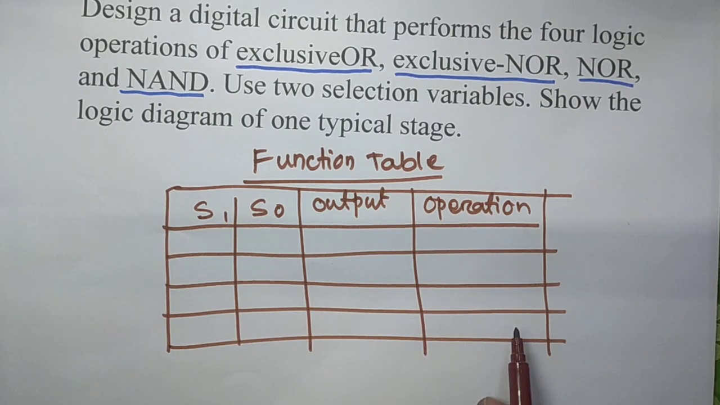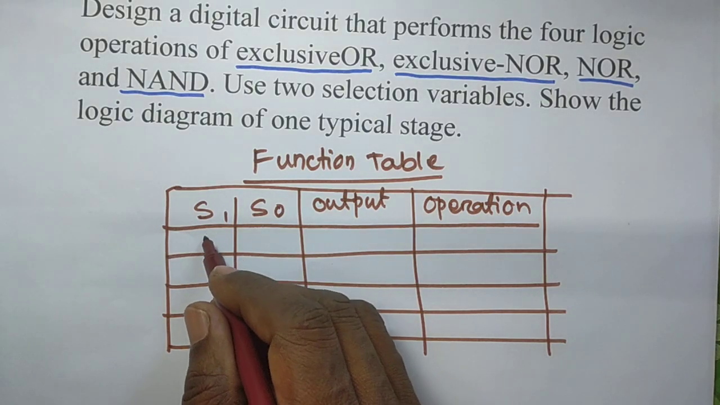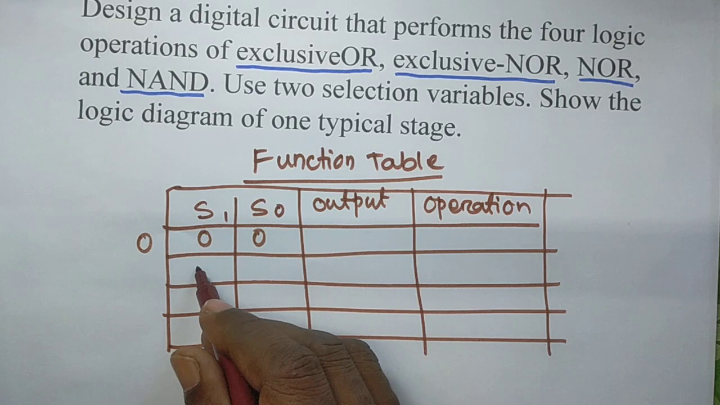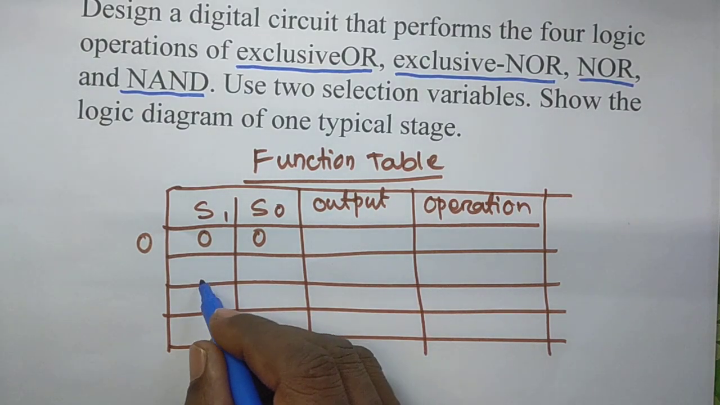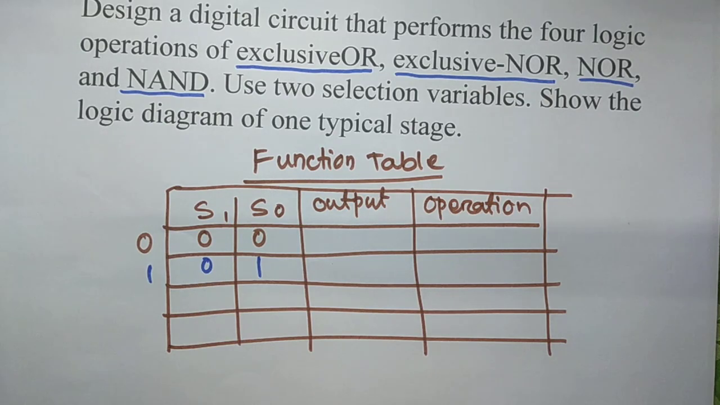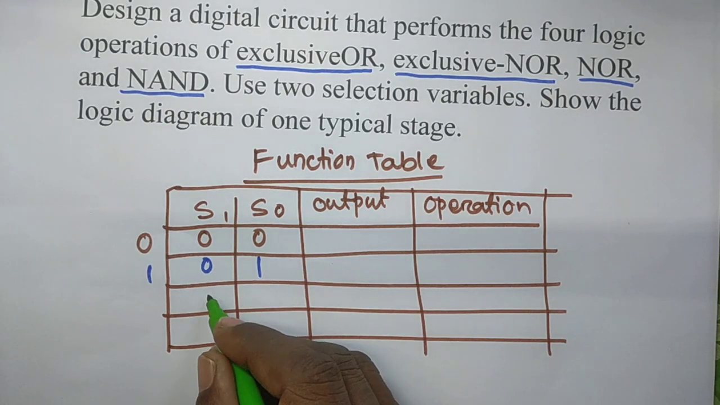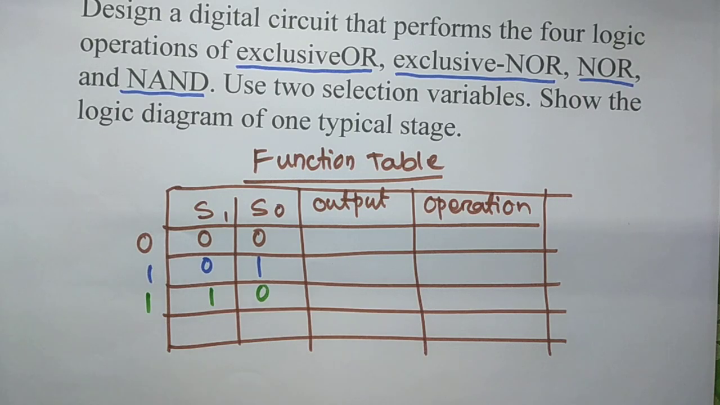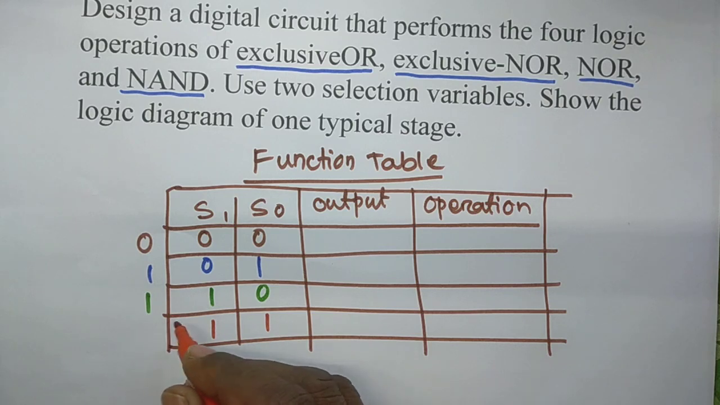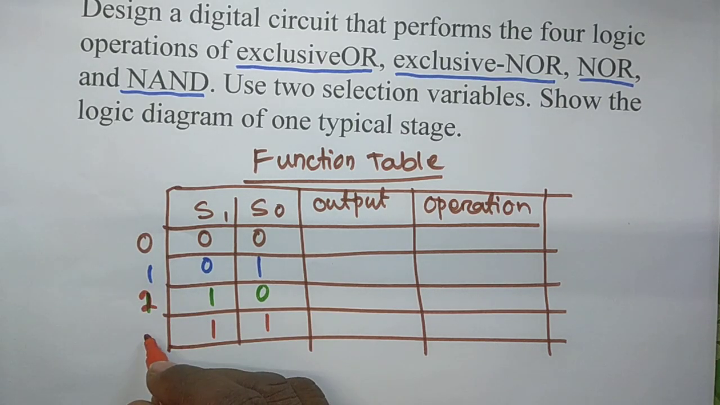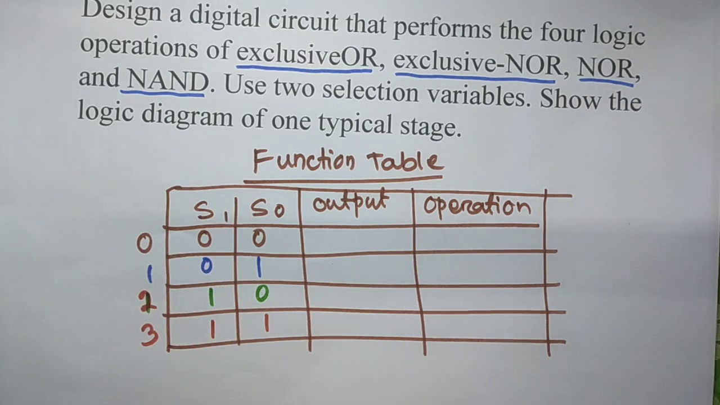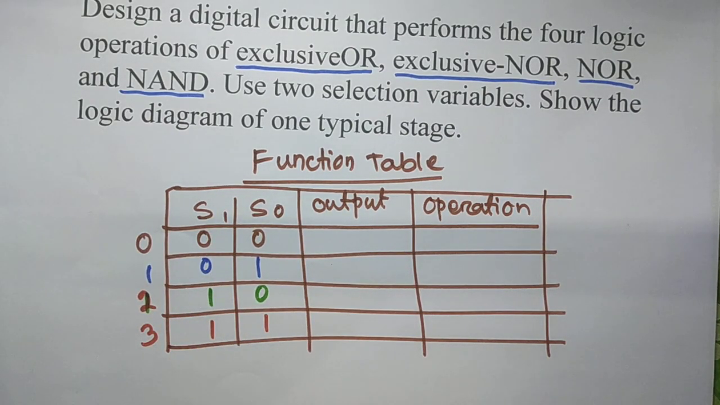1, 2, 3, 4. Okay, now we can also put the values 0, 0, that is a 0. Here is 0, 1, that is a 1. Next, similarly 1, 0, that is 1. Similarly we go to 1, 1, that is, sorry, here is a 2. Here is a 3. So 0, 1, 2, 3. Then according to that logic circuit, which gate will be activated, we will see once again. Okay, very simple.